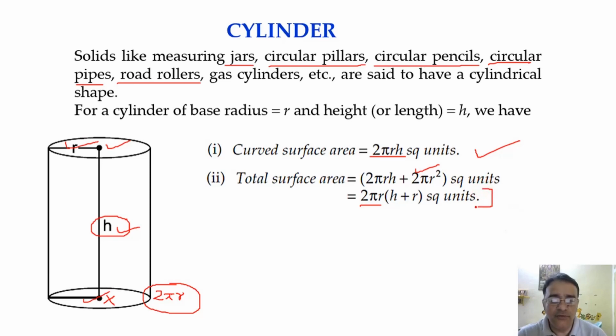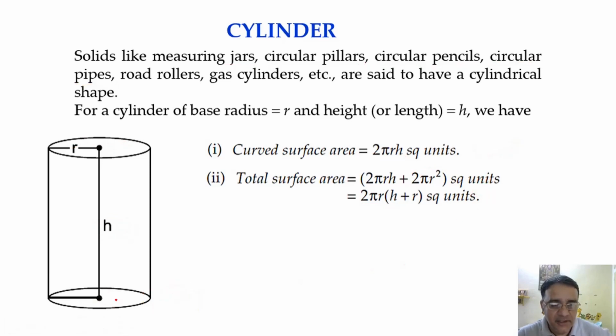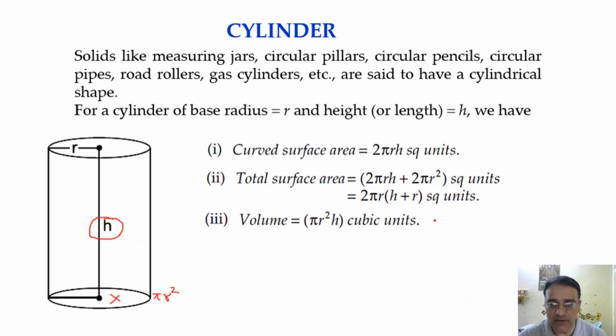Now for volume also same technique is there, same method is there. Area of base into height. What is the area of base? Pi r square. And what is the height? H. So what is the volume of cylinder? Pi r square h. Right, area of base into height, that is pi r square h.